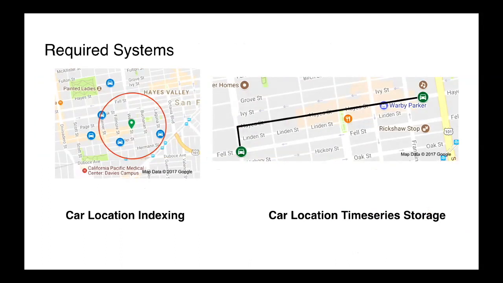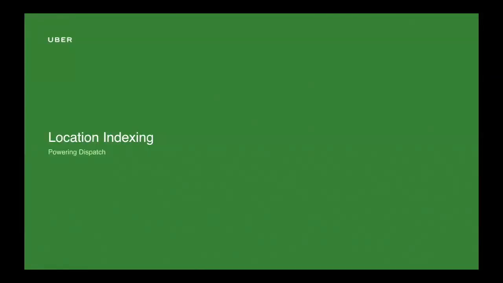Cool, so just a quick recap, this is where we're headed. We're going to talk first about the car location indexing system, something like the picture on the left, and then also a time series storage system, like the picture on the right. Cool. All right, let's dive into the location indexing part.